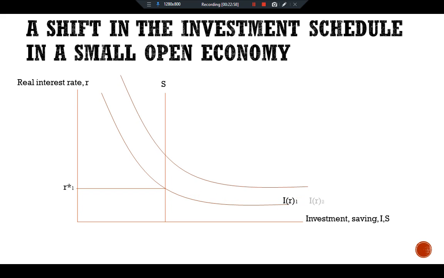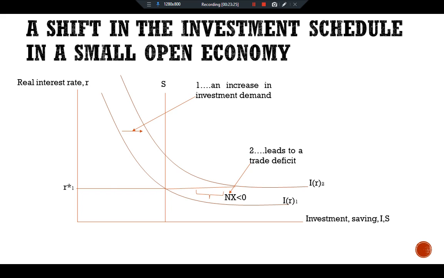Shift in investment. Here we have an increase in investment demand, and this increase in investment demand shifts our curve rightward. So we have net exports less than 0, so this leads to a trade deficit. The outward shift in the investment curve from IR1 to IR2 increases the amount of investment at the world interest rate R. As a result, investment now exceeds saving, which means the economy is borrowing from abroad and running a trade deficit because we have a small open economy.